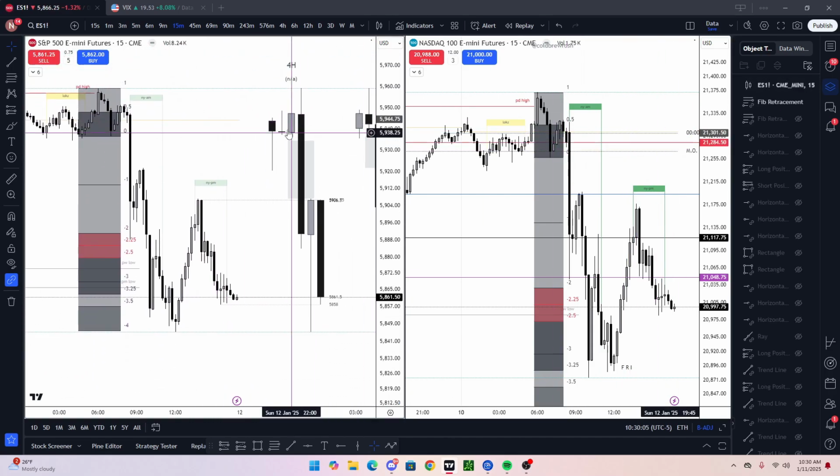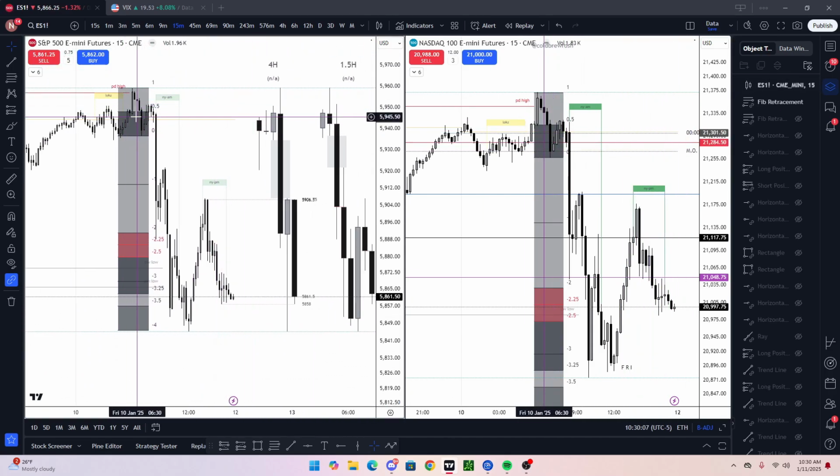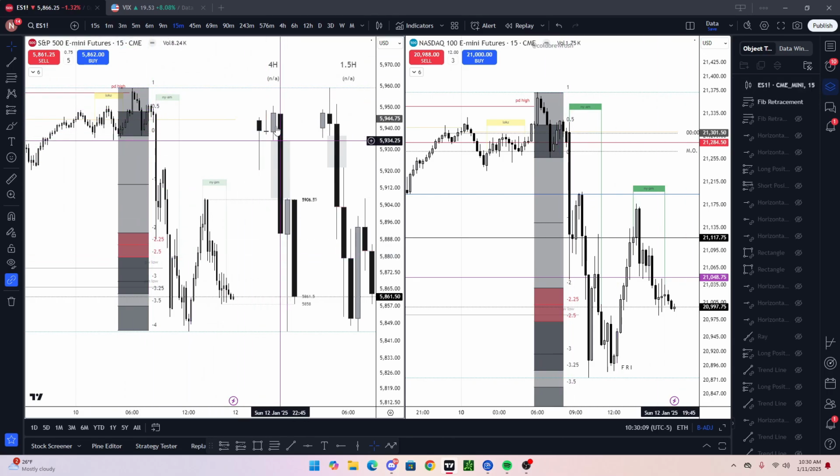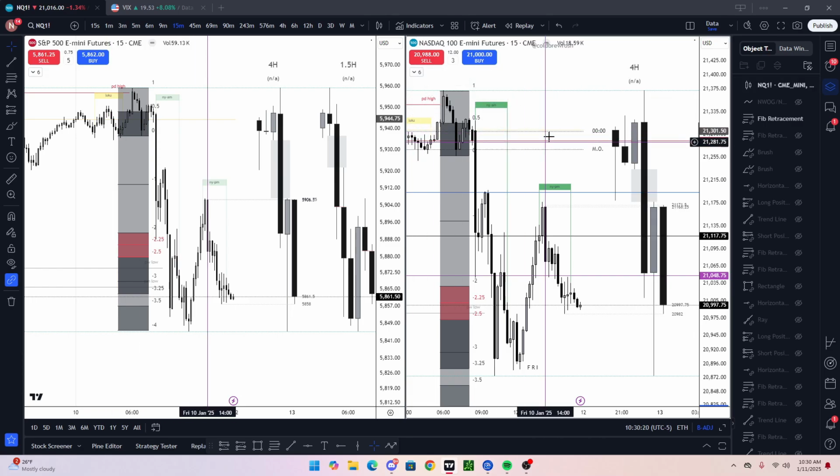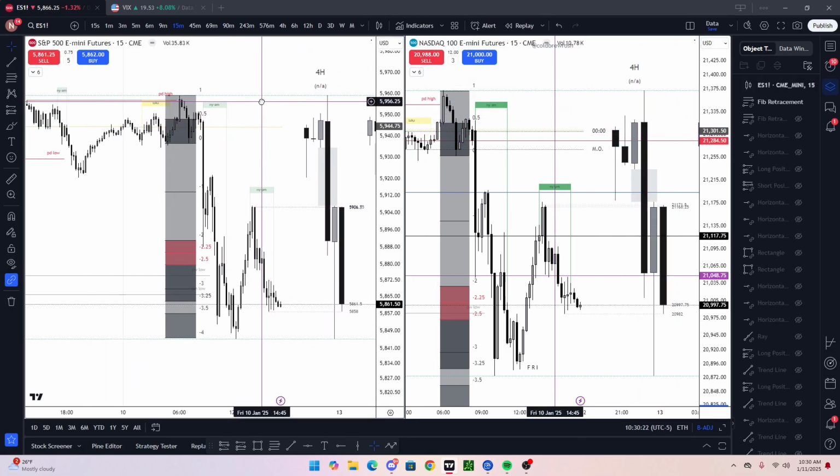So you also have to understand that time is fractal. Everything we're seeing on this 15-minute chart, we're seeing on the 4-hour here. Like this move up formed this 4-hour close. So this gave us a really good CRT setup to come up, sweep this high. Same thing on NQ. Boom, came up, sweep the high.